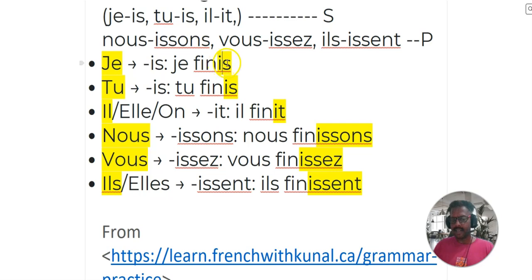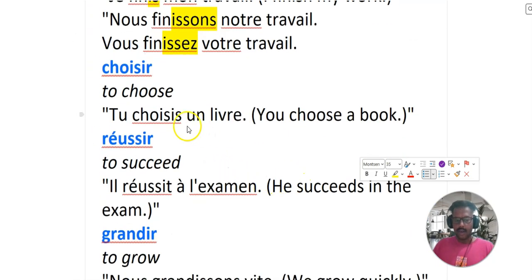Another important thing that you have to keep in mind is you don't pronounce the last s with je finis, tu finis, il finit. It's all same. But you have to pronounce it with nous, nous finissons, and vous finissez. You have to pronounce these two, like in the first category. And then with ils, we don't pronounce the last ent, we omit that, so it becomes ils finissent.